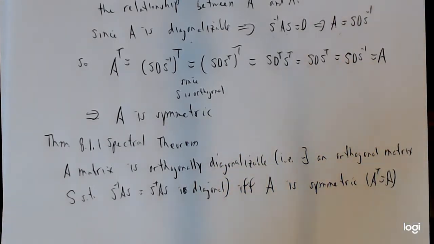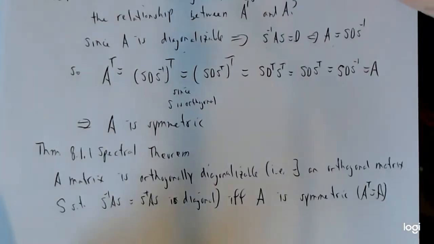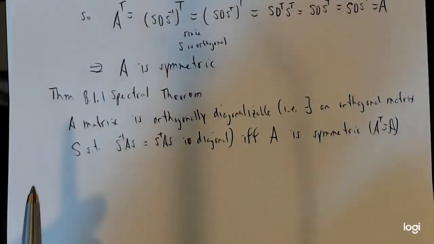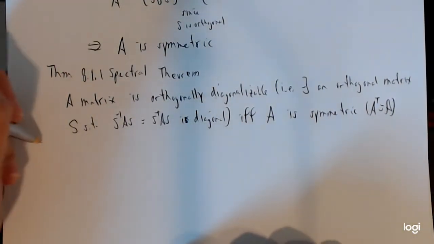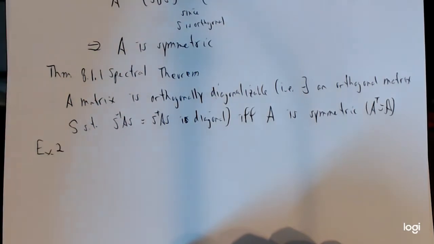So this really cool result is saying what? Anytime you have a symmetric matrix, guess what? It's orthogonally diagonalizable. It's guaranteed to be orthogonally diagonalizable. So let's do our second example where we'll see this in play, and we'll put the spectral theorem to use.